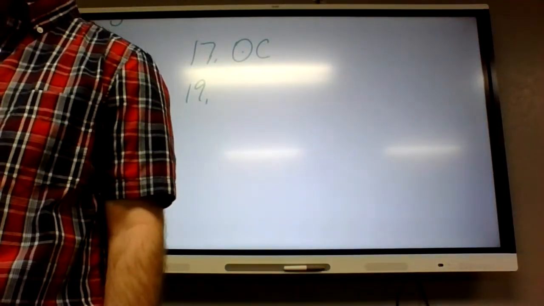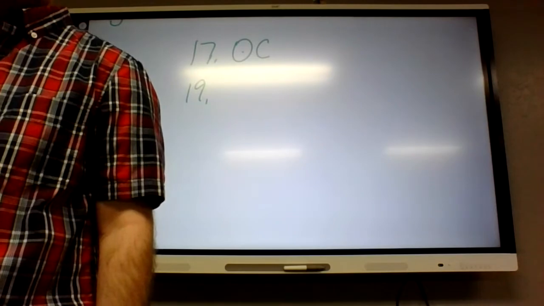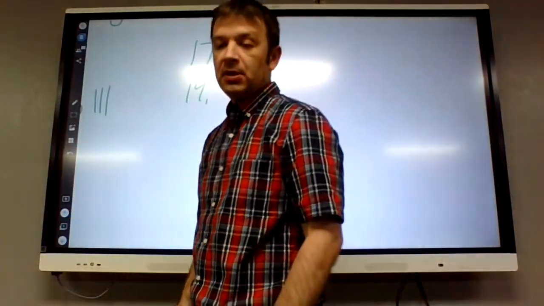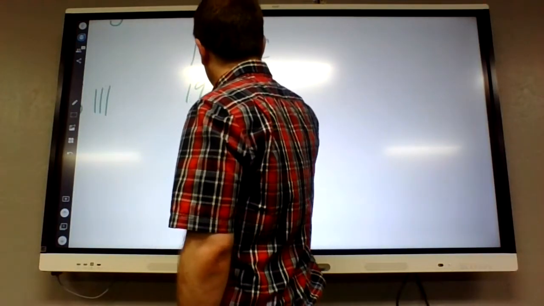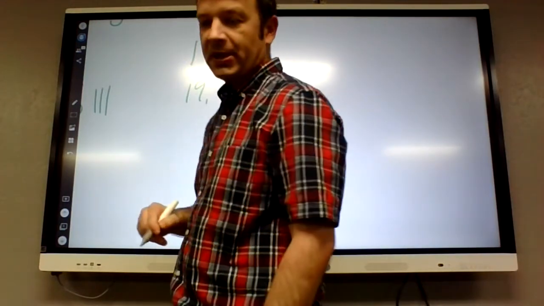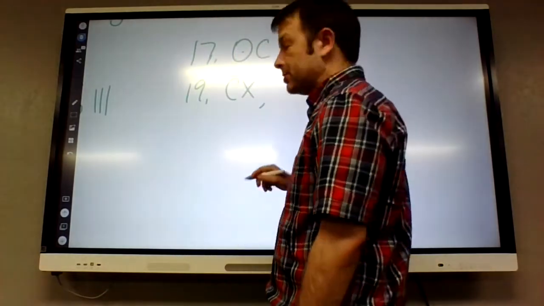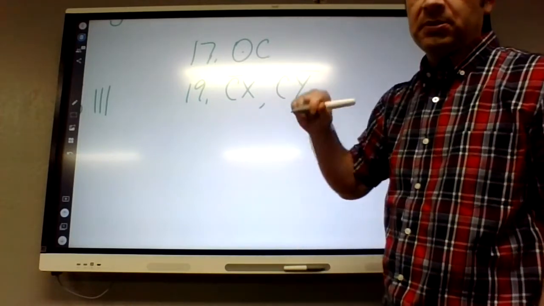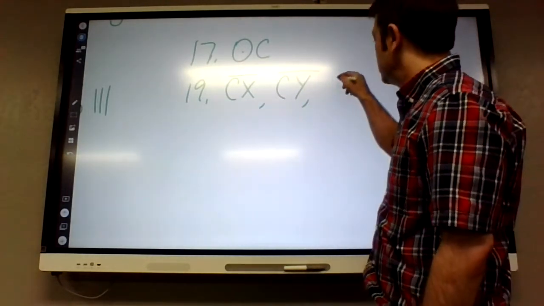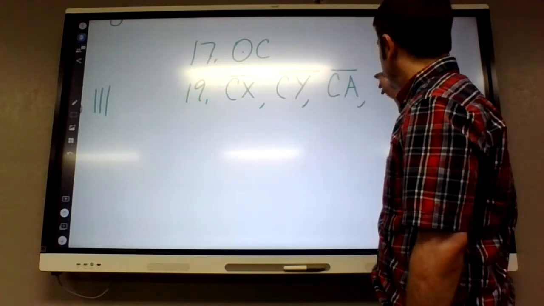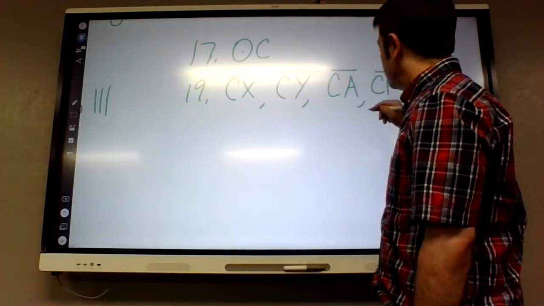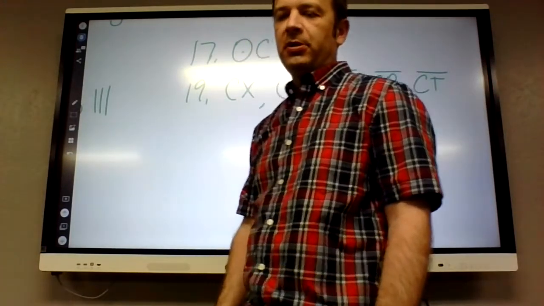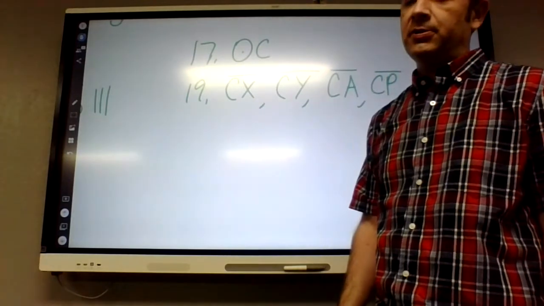Name five radii. What do you notice about the lengths? Okay, what are some radii? We need five of them in that picture. CX. And a radius is a what? A line segment. So this is a segment CX. What else? CY. CA. CP. One more. CT. XC. Okay, what do we notice about the lengths of all those radii?